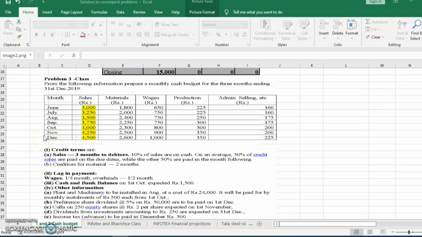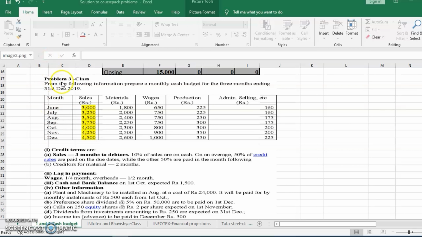In today's class, we will see another question on cash budget. This can help you understand the concept of cash budget a bit better than the previous session. In the previous session, we had a very simple question. This time, we are going to have a couple of other adjustments too. This is the question I have for you.